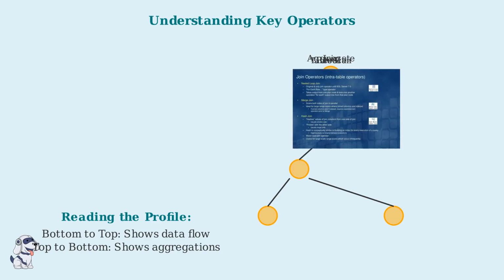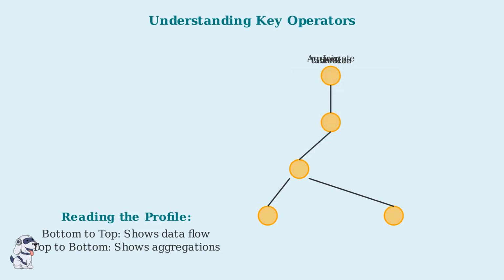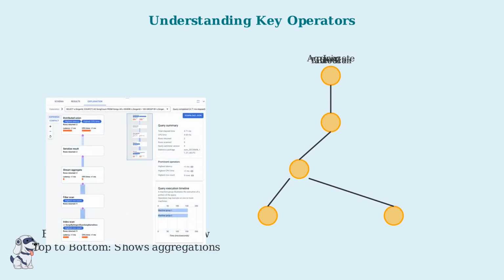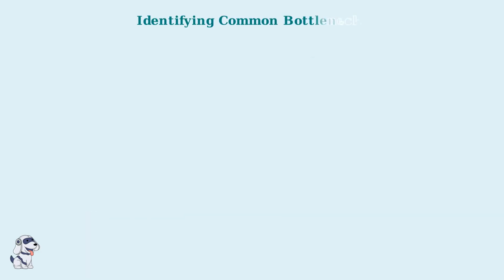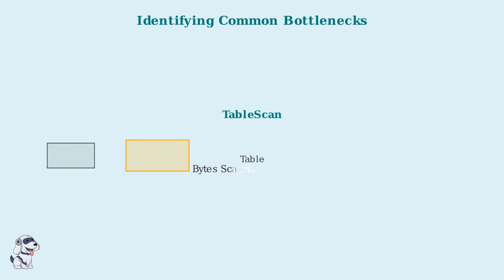For example, join operators combine data from multiple tables, as shown in this detailed diagram. This execution plan example illustrates how operators work together with their metrics. Understanding these operators helps identify bottlenecks, like slow joins or excessive scanning. Several issues commonly appear as bottlenecks in query profiles.